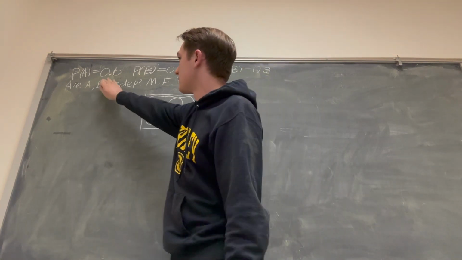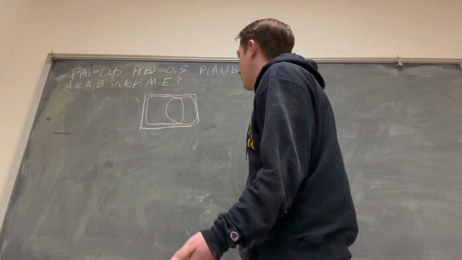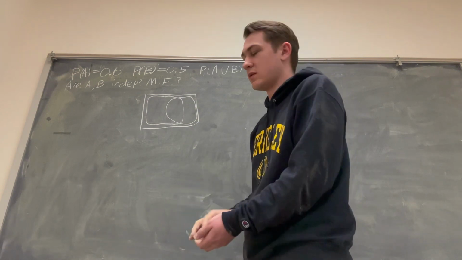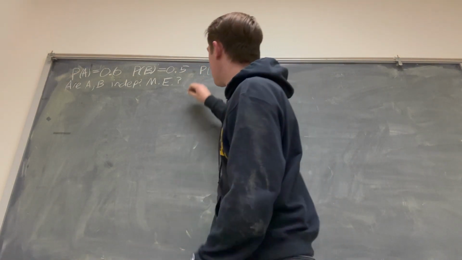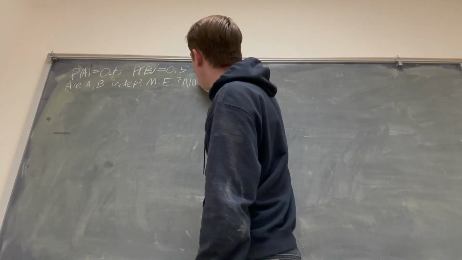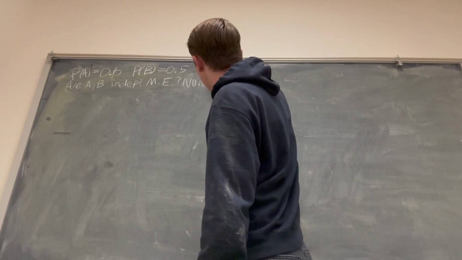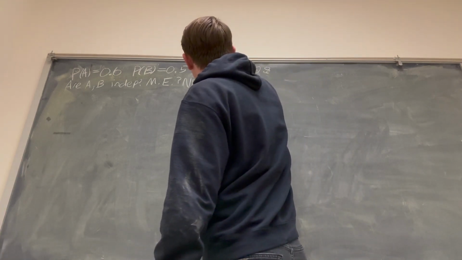You can also think of it this way: 0.6 plus 0.5 is greater than 1, so that's more than the outcome space. They have to have some overlap. So the answer to this question is that they are not mutually exclusive.